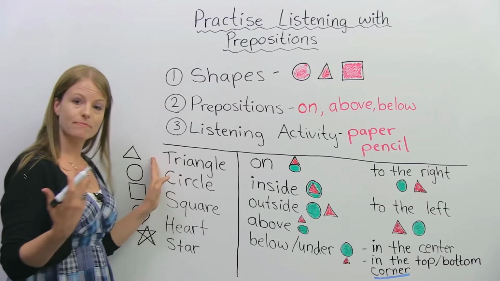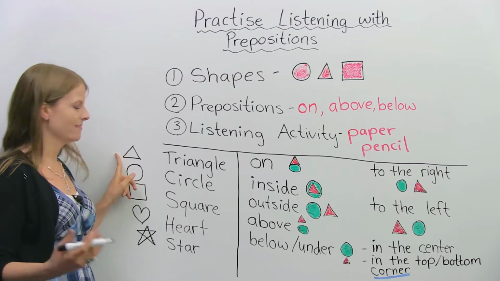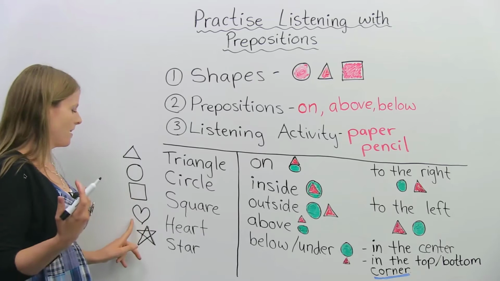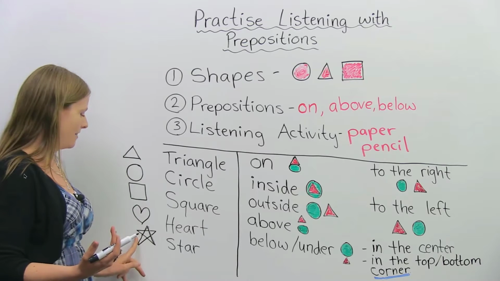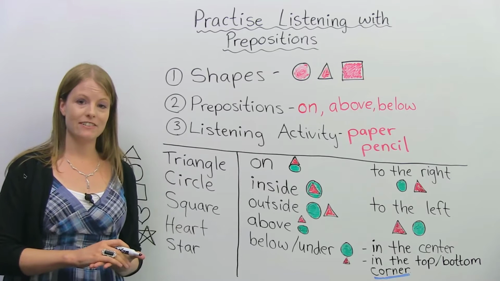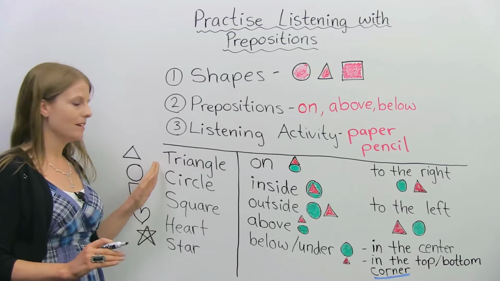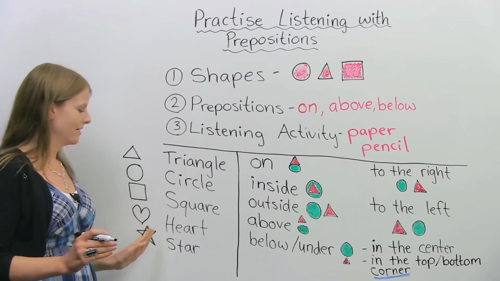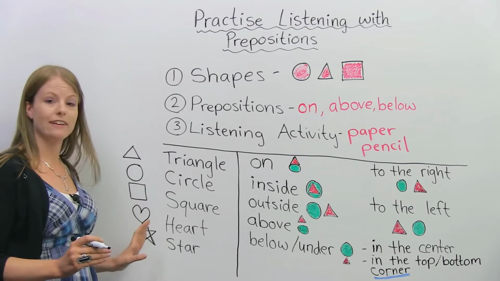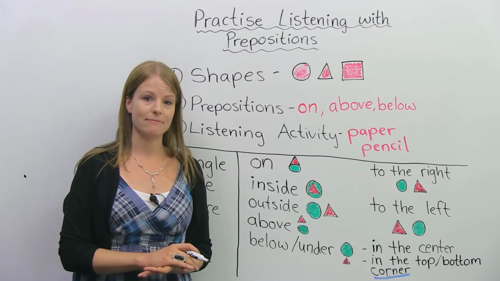So I have here some major shapes in English. We have a triangle. We have a circle, square, a heart, and this one is a star. In our listening activity later, you will be drawing a triangle, a circle, a square, a heart, and a star. Okay, so these are the words we will be using in this video. We will also be using some prepositions.